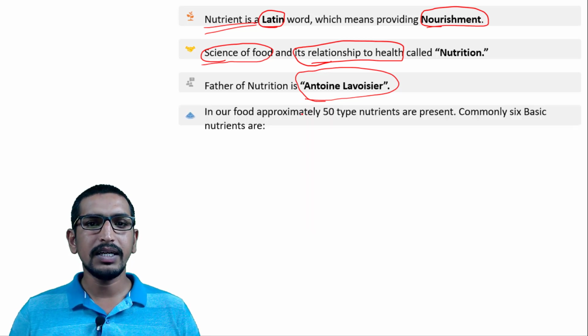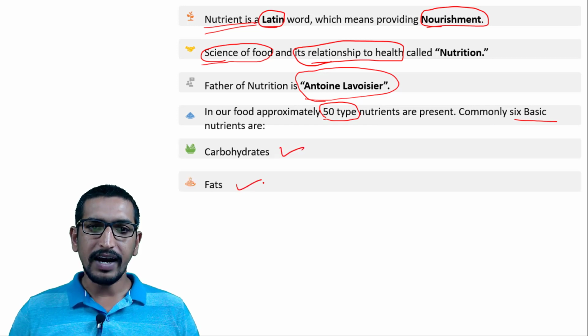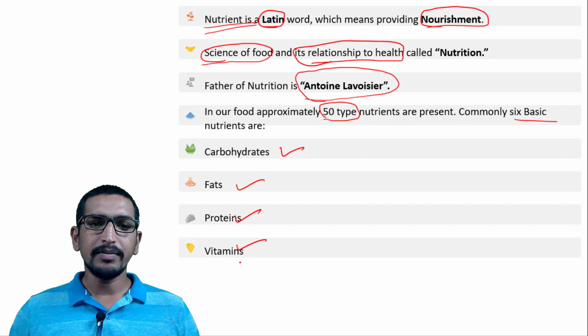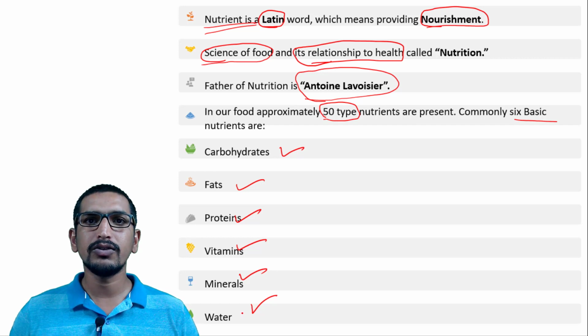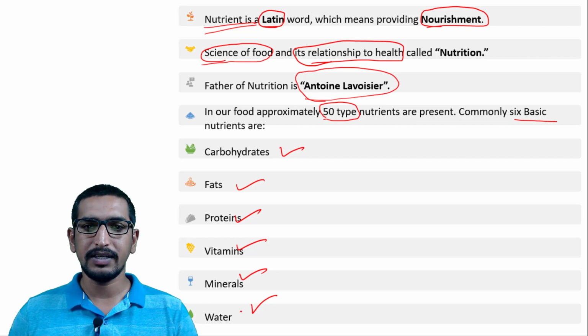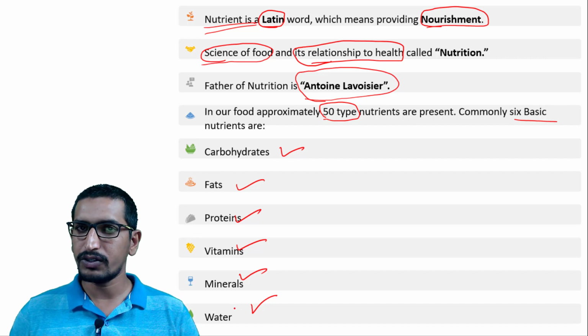And remember that there are about 50 types of nutrients found in the body, but only 6 major types we have to consider. They are carbohydrate, fat, protein, vitamins, minerals and water. These 6 types are very important and essential to the body for nourishment. One by one, in detail, we will discuss them in our next class.